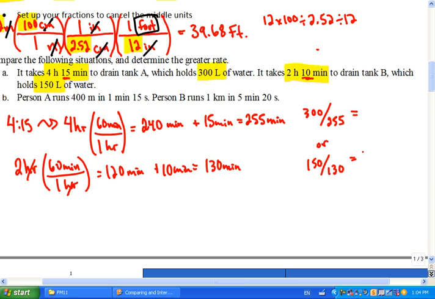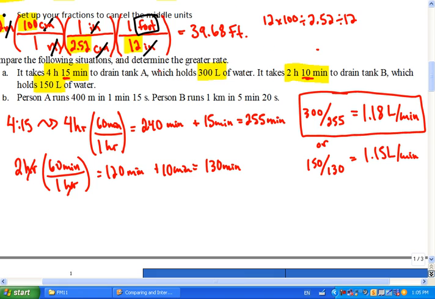So this is in how many liters per minute that the tanks drain. And let's see what we get here. 300 divided by 255 is, let's call it 1.18 liters per minute. And we have 150 divided by 130. So 1.15 liters per minute. So the faster tank, the one that would have drained the fastest if they were equal, is tank A. That one was draining faster than tank B.